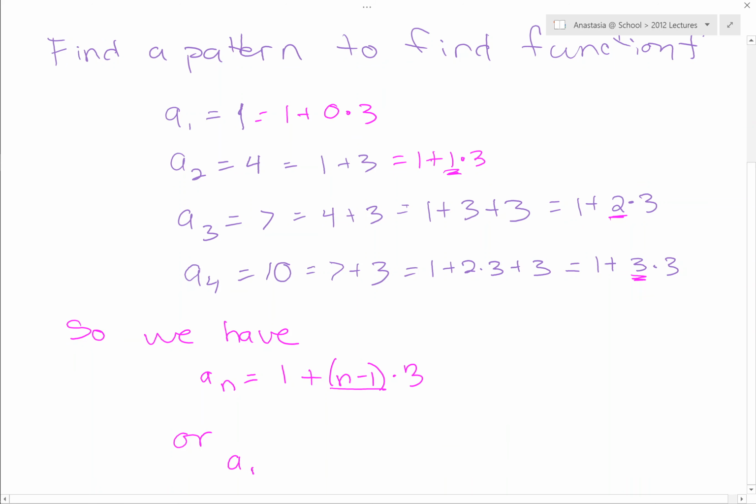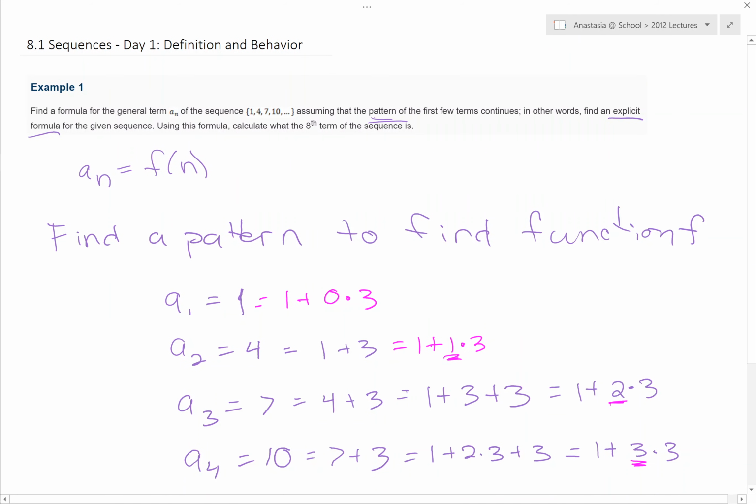Or if we want to write it a little bit nicer, we would have a sub n is equal to 1 plus 3 times (n minus 1). And there is our explicit formula. So that's the first part of this example. The second part says, using this formula, calculate what the 8th term of the sequence is.